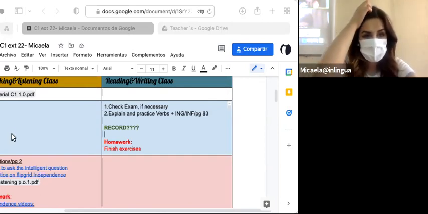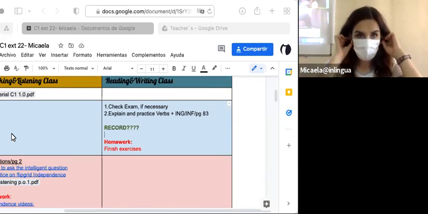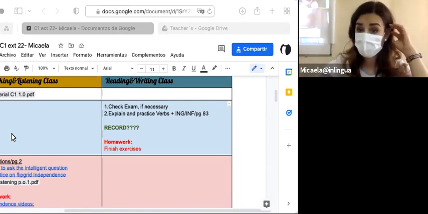Now, verbs with an object followed by either ing or infinitive with to. Aquí la situación se complica porque tenemos objeto, ¿no? El que hace la acción o el que sufre la acción. Admit, admitir.